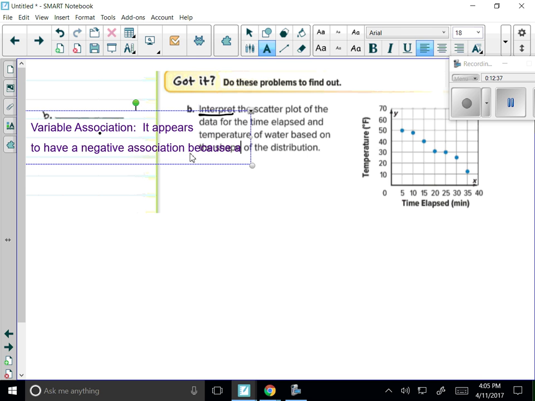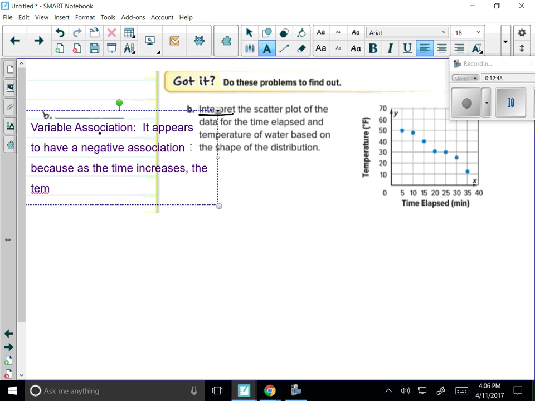Let me space it out. As the time increases, the temperature decreases. How do I know time is increasing and temperature is decreasing? Well, if I look at my x-axis, my x's are getting bigger as we go along. And if I look at my y-axis, my y's are getting smaller. That's why I just used the labels there. So I had variable association.